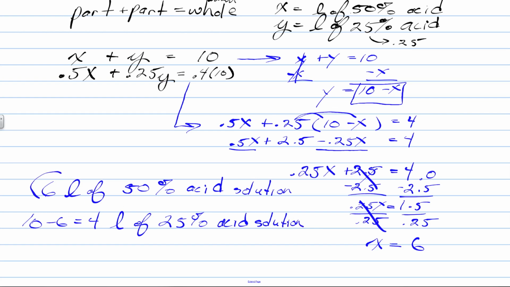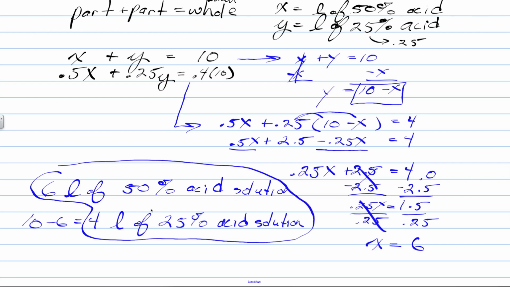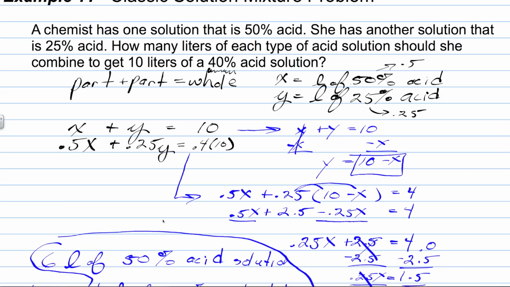So my final answer here, I'm going to circle it, separate it a little bit, would be 6 liters of 50% acid solution and 4 liters of 25% acid solution. But the initial setup, which is the key thing, comes down to a part plus part is equal to whole relationship.